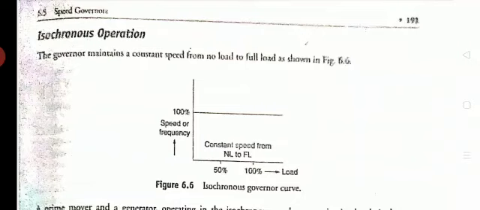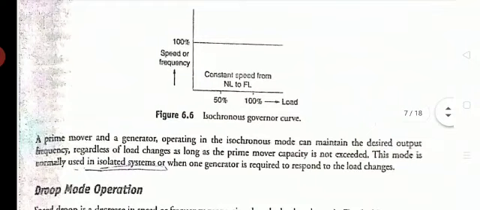If there is a change in the load from 50% to 100%, even then the speed of the operation or frequency... Speed or frequency, they are interrelated. If the speed is increased, the frequency is increased. If the speed is decreased, the frequency is going to decrease. But here in isochronous operation, since a single generator is used to share the load, the frequency is maintained constant even when there is a change in the load.